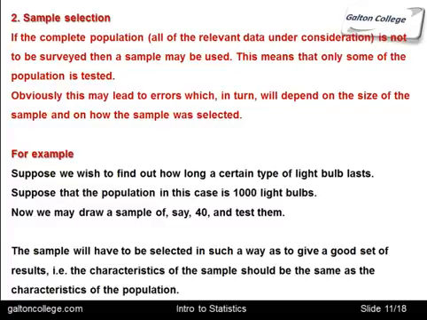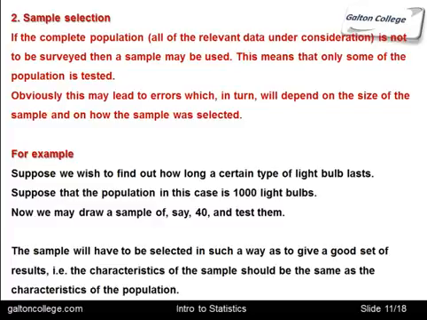Obviously, if you collect data with a bad sample selection, the errors will mean that the whole exercise is probably futile. So the word here we've got to watch out for is bias. If the sample is biased, then the results will be biased and maybe worthless. In fact, the results could be dangerous.